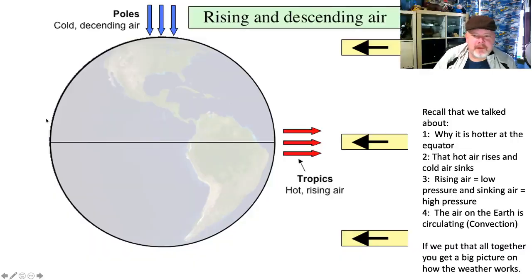For example, the first thing that we already know is that at the equator it's hot. And so if the equator is hot, that means that the air at the equator must be rising. And remember, rising air, the air at the equator is hot. Hot air rises, and that creates low pressure. At the poles, the air is cold. So that would be creating high pressure up there.